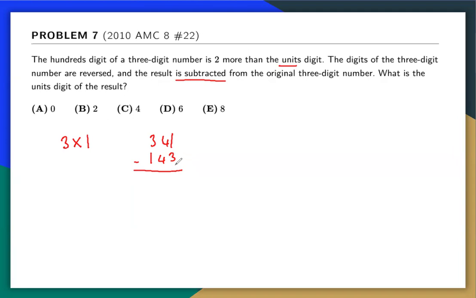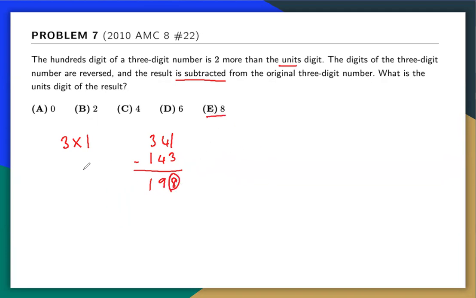So now 1 minus 3, which is like 8. Because we carry 1, that's 11 minus that. So if you just subtract, you get 9. I mean, 3 minus that will be 9. And then you got 1. So 198, which is going to be 8 as the answer.